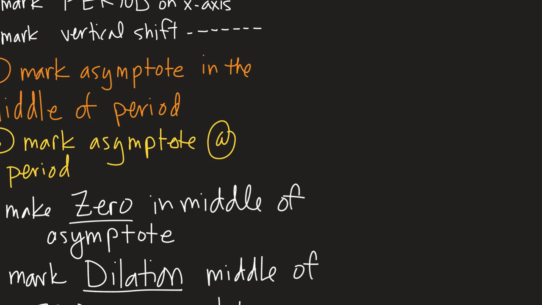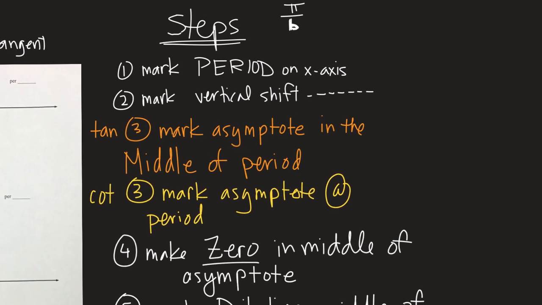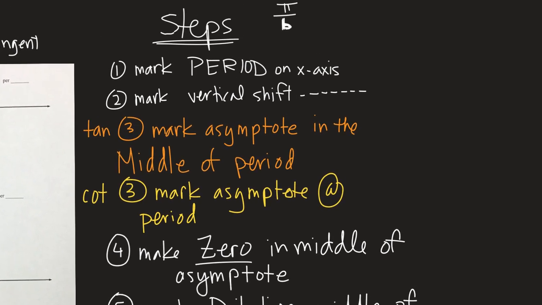We'll talk about that in the middle, so we don't really have to worry about that right now. But those are your 5 steps when it comes to graphing tan and cotan. First you mark your period, then if you have a vertical shift, you put that on there, and then you mark your asymptotes. For tangent, they go in the middle of your periods, and for cotan, they go at your periods, and we'll talk about why that is in a second. Then you mark your zeros in the middle of your asymptotes, and then you do your dilation in the middle of your zero and your asymptote. Okay, so those are your steps.